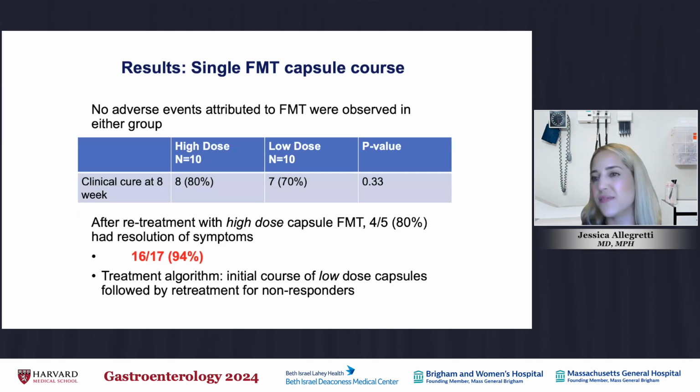Because of this very small study, the dosing for FMT capsules for many years was 30 capsules in a single dose. Now capsules are lyophilized, meaning essentially freeze-dried, and so you can get a lot more material into the capsule. And so the average dose of capsules right now is about 5.